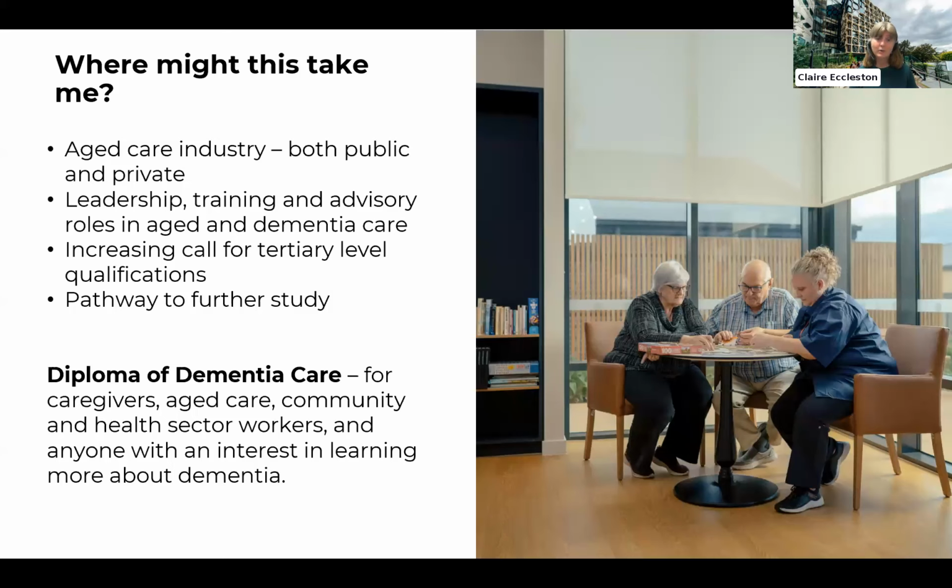Recent graduates have been employed as consultants in dementia care, in general management, policy advice, and in dementia education and training roles in the aged care sector. Graduates can also transition into further study, for example, into a Bachelor of Dementia Care or the Masters of Dementia. If you are coming with a background in healthcare, community service, or allied health, these courses will broaden your knowledge and your scope of practice. So we believe that the Diploma of Dementia Care will be of interest for caregivers, aged care, community and health sector workers, and anyone with an interest in learning more about dementia.